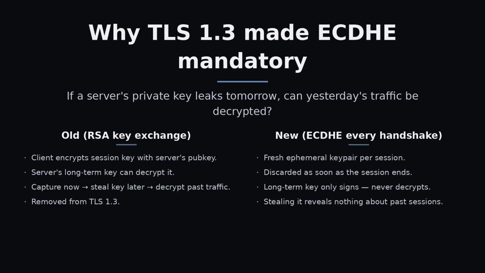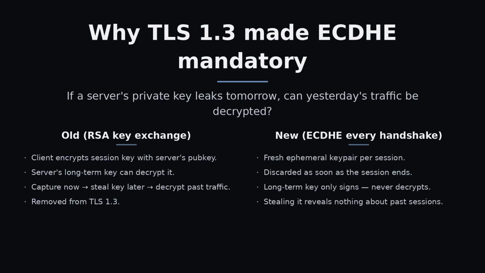There's a property called forward secrecy that's worth stopping on. In old TLS, the client encrypted a session key directly with the server's long-term RSA public key. That meant anyone who later stole the server's private key could go back and decrypt every captured session.